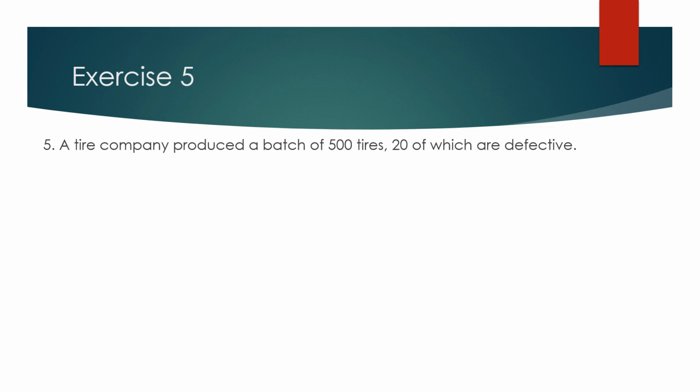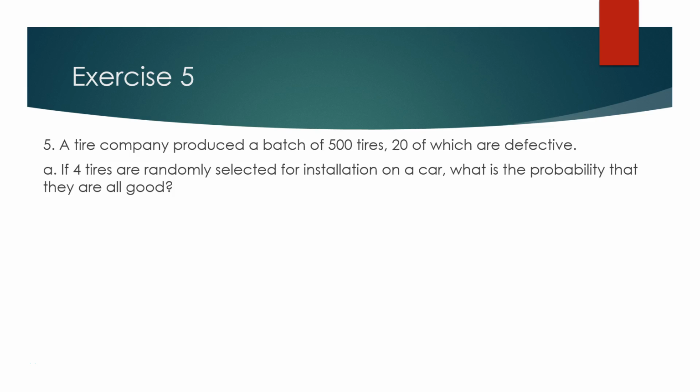Exercise 5. A tire company produced a batch of 500 tires, 20 of which are defective. In my opinion, that is a very, very large amount of defective tires. So if 4 tires are randomly selected for installation, what is the probability that they are all good? So be careful, because a lot of times people just latch on to that 20 that's in the problem, but there's actually 480 out of 500 tires that are good.